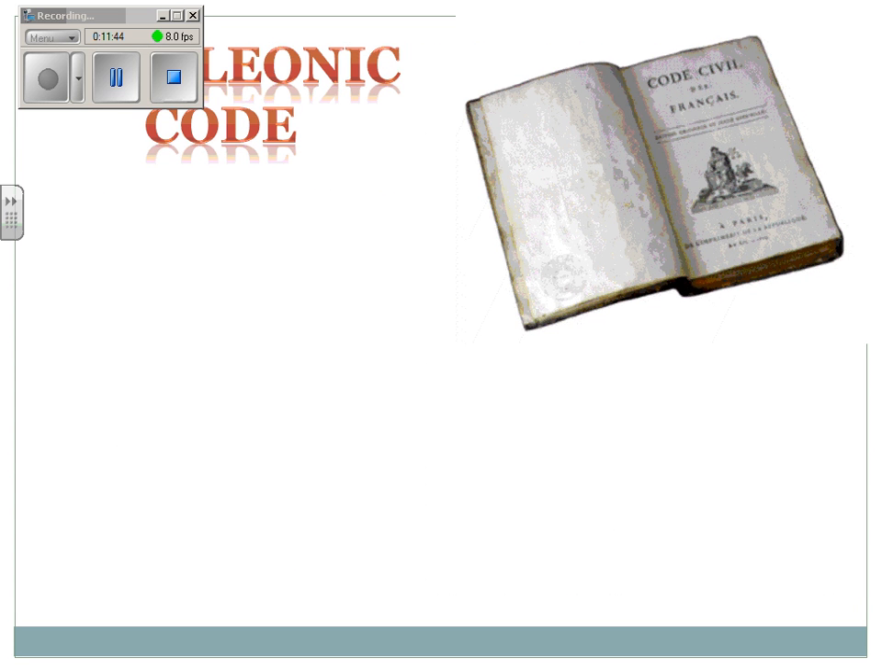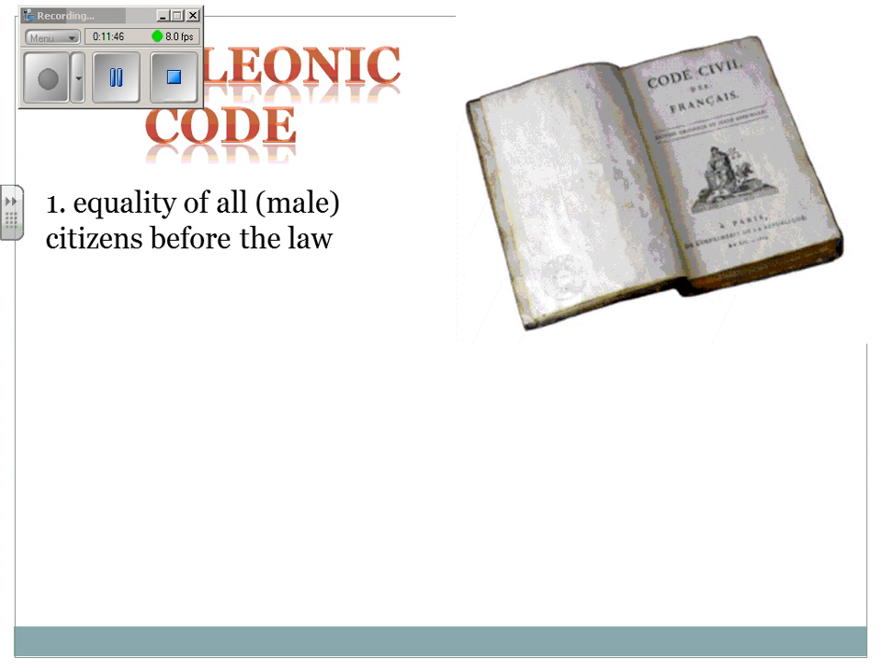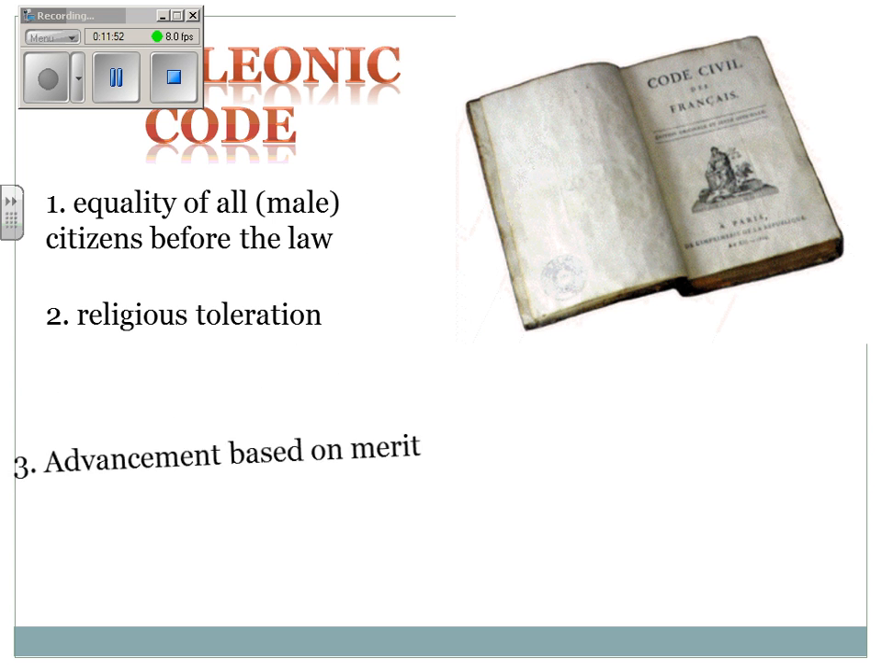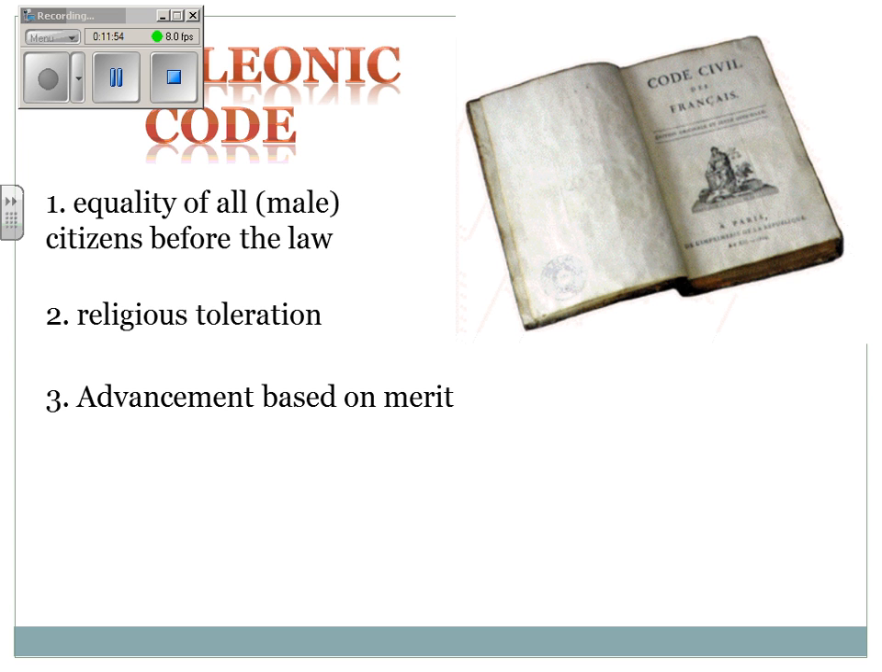All right. He institutes something called the Napoleonic Code. The Napoleonic Code says all male citizens are equal before the law. He grants a religious toleration, and he now says advancement is going to be based on merit. So it's now a meritocracy.